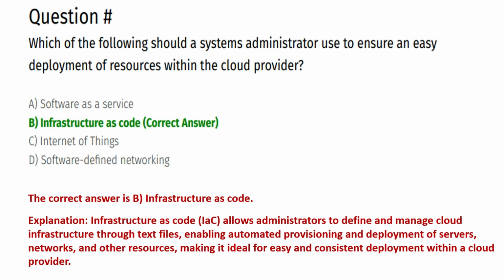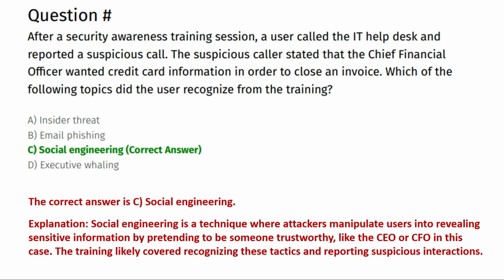So let's check the explanation. So infrastructure as a code allows administrators to define and manage cloud infrastructure through text files, enabling automated provision and deployment of servers, networks, and other resources, making it ideal for easy and consistent deployment within a cloud provider. So that's why the correct answer for this question is option B, infrastructure as a code. So let's move to the next question.